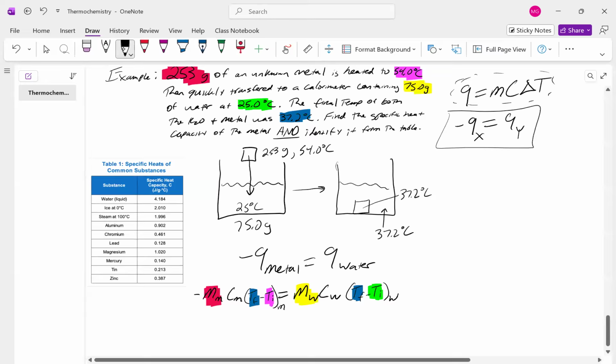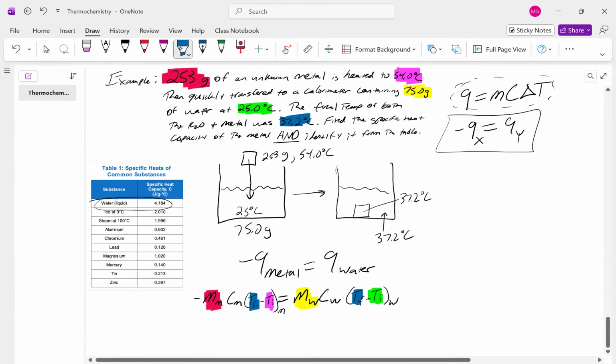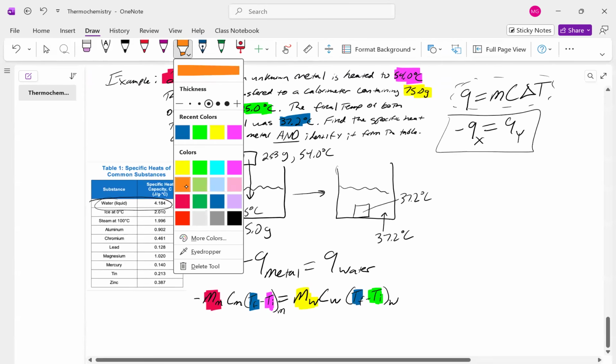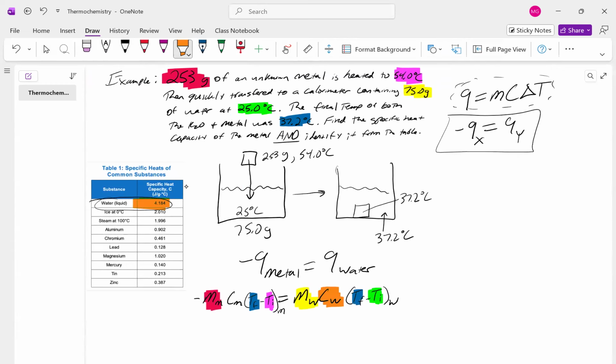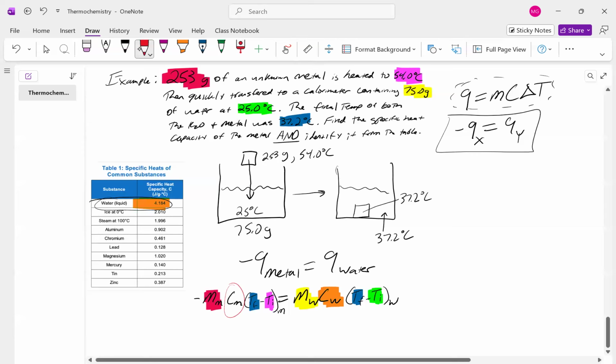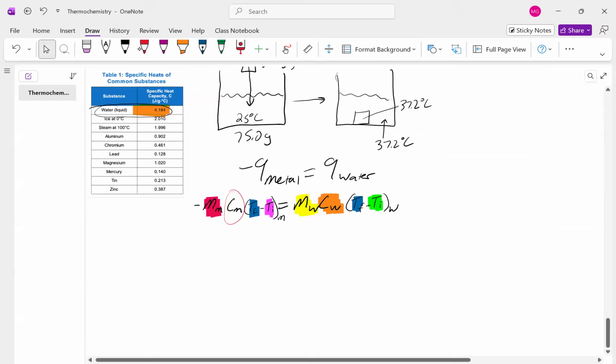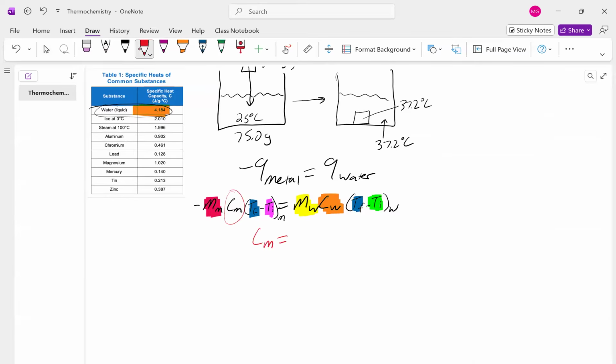Now, we do know the specific heat capacity of water. We're looking at the table right there. So let me get one more color here. Which one should I use? I'll use orange. The specific heat capacity of water is right there. So I've identified where everything should go, and I know that I'm going to be solving for the specific heat capacity of the metal. All right, so I'm going to rearrange this equation to solve for that, and then let's plug our numbers in. So I have the mass of water, specific heat capacity of water, and then TF minus TI for water. And that's going to be over the mass of the metal and then TF minus TI of the metal.